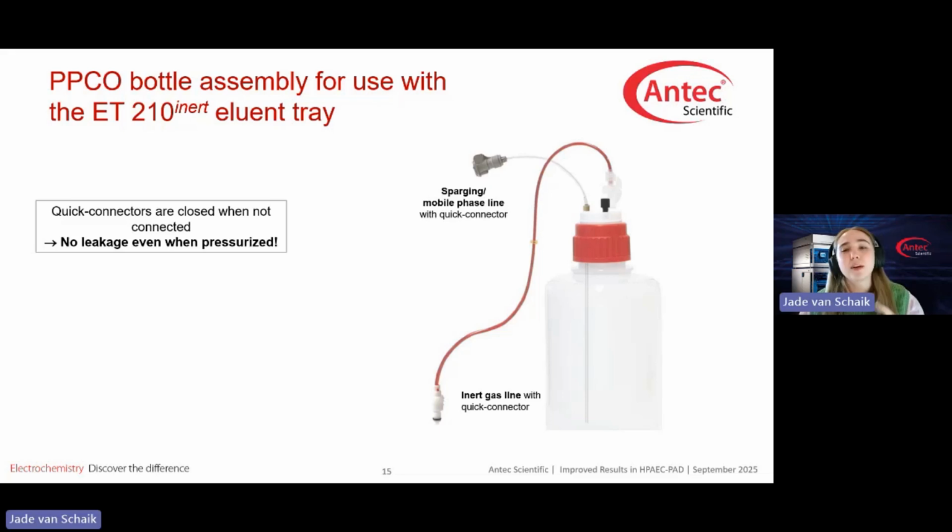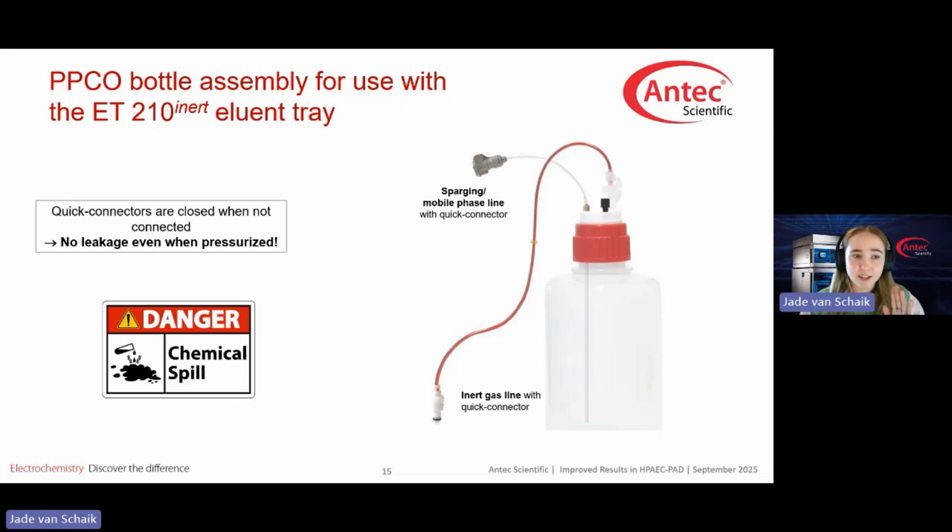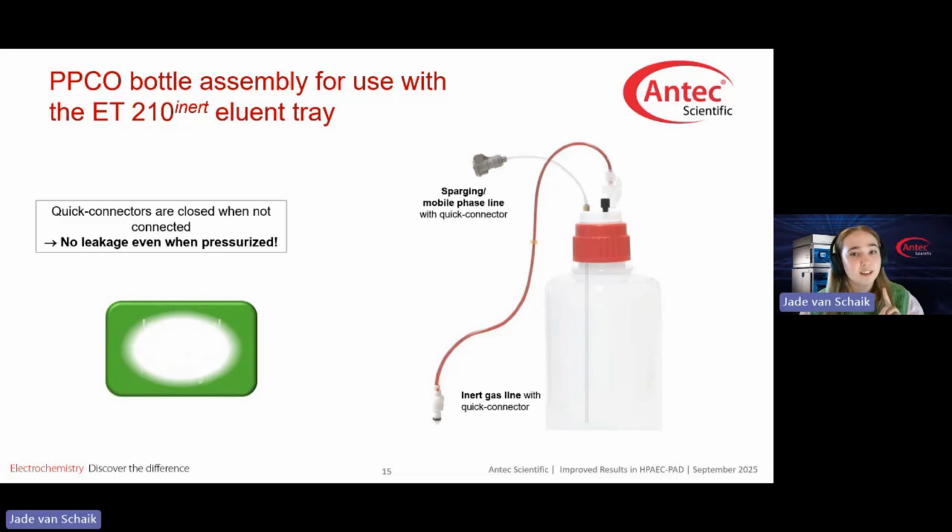Why? Because when unplugged, they automatically seal the gas and the liquid lines. This means you can pressurize the bottles, disconnect the fittings, and there will be no spill. If there is no spill, lab safety improves. This is accomplished while avoiding carbonate and borate contamination, a real win-win scenario.